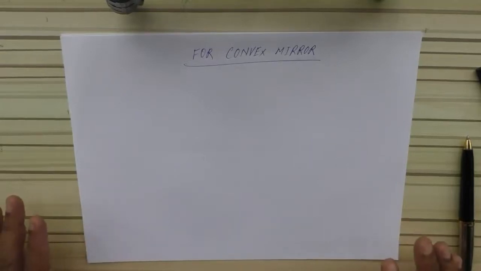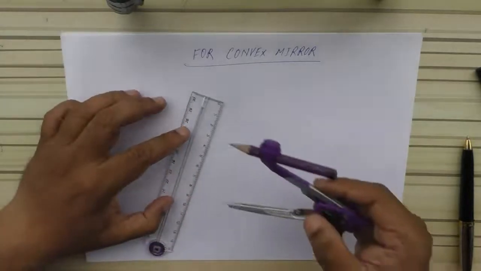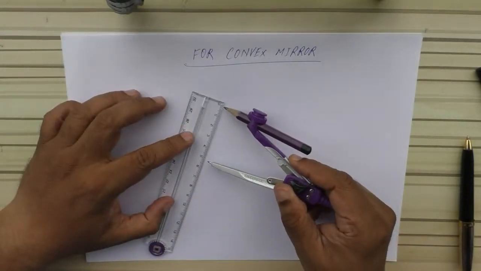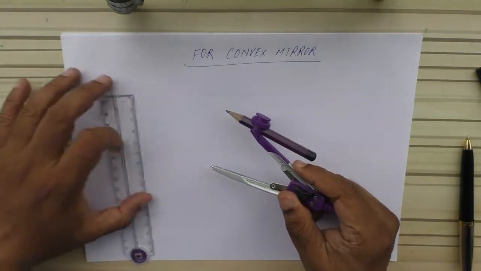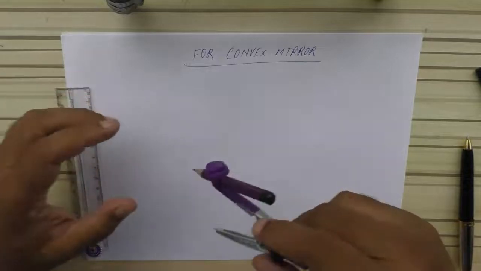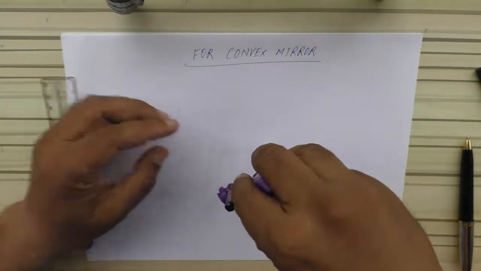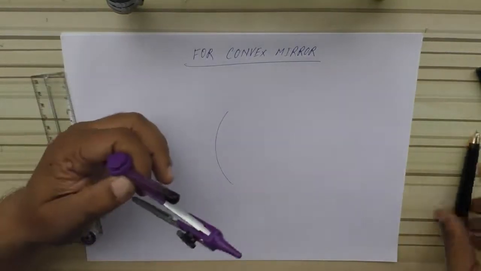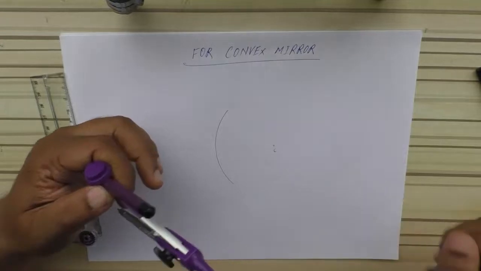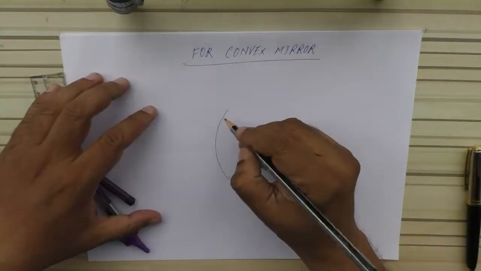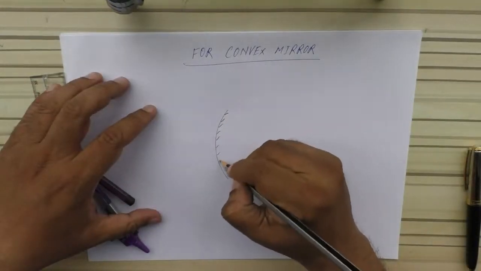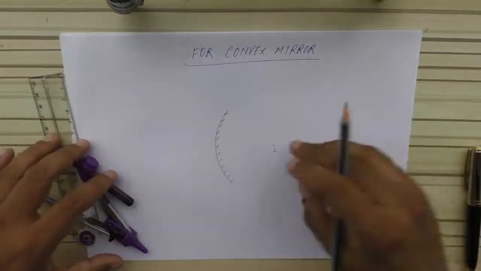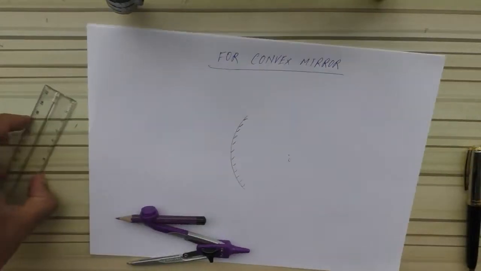For drawing ray diagrams related to convex mirror, we should consider some measurements. The distance between the pointer and the pencil, as we considered in concave mirror, you should take it as 5 centimeter, and then you can draw the outline of the mirror. So you can mark this point. This point is center of curvature. Don't forget to polish the mirror from inside, because convex mirrors are polished from inside. This is center of curvature, we have already marked.